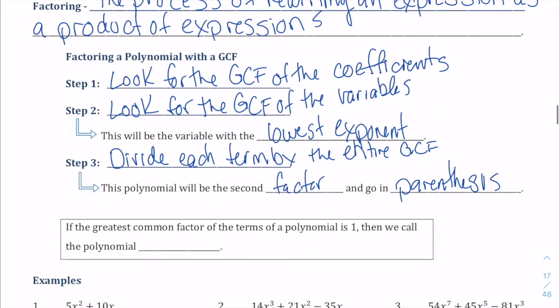If, while we're factoring, the greatest common factor of the polynomial is 1, then we would call the polynomial prime. Okay, so let's go ahead and actually look at some examples and put all of these steps into practice.